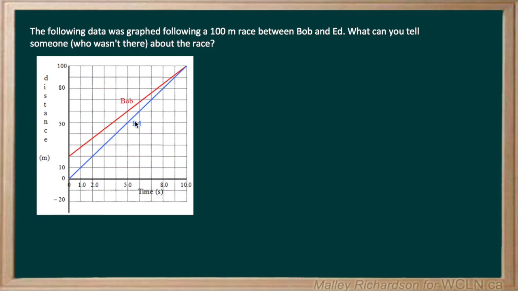Let's find both Bob and Ed's y-intercepts. Well, as we can see, Ed started at the y-intercept of 0. So we can say that Ed started at the beginning of the race. But Bob started a bit ahead of Ed. He started at 20 meters. So we can then say that Bob had a 20-meter head start.